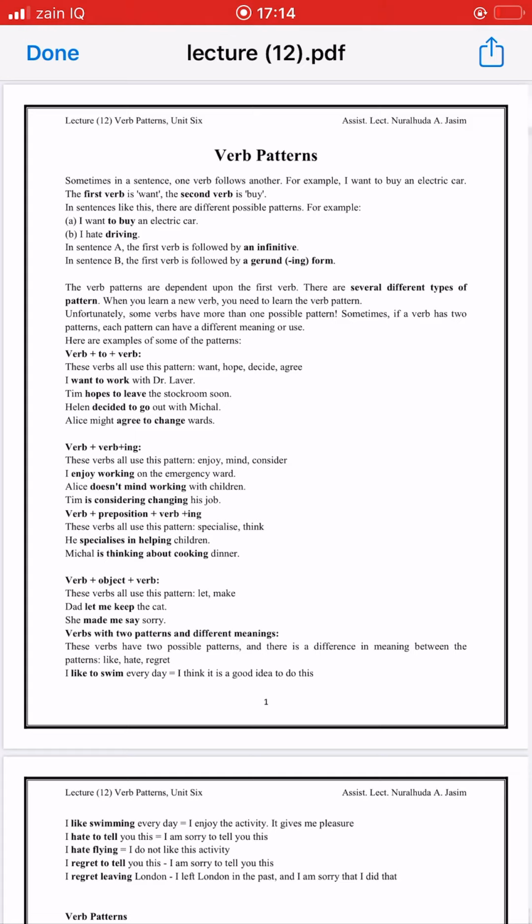In sentence A, the first verb is followed by an infinitive. An infinitive طلاب اللي هي مصدر مجرد يعني to زائدا مصدر مجرد. In sentence B, the first verb is followed by a gerund يعني verb يحتوي على ال ing. The verb patterns are dependent upon the first verb. There are several different types of pattern. When you learn a new verb, you need to learn the verb pattern. Unfortunately, some verbs have more than one possible pattern. Sometimes if a verb has two patterns, each pattern can have a different meaning or use.